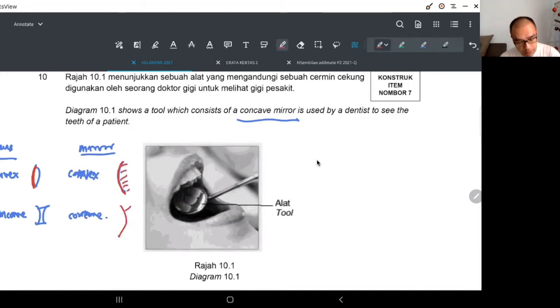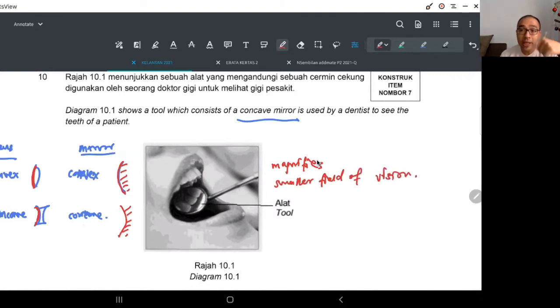So this is the back of the mirror. It follows the shape of the concave lens. And convex mirror dia keluar besar. Usually when we talk about convex mirror, it magnifies, tujuannya adalah untuk membesarkan, but smaller field of vision. Manakala concave mirror dia masuk ke dalam, so it doesn't magnify, it has a wider field of vision. Means you can see more. Hold on, I may be getting this wrong. You can see more if it is a concave mirror. Yeah, there's a wider field of vision.